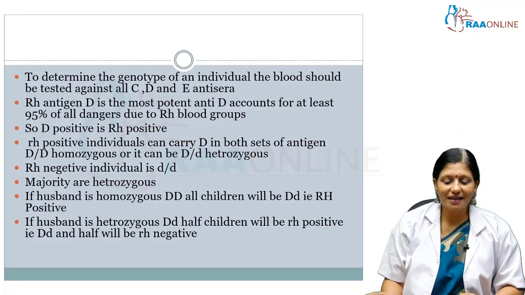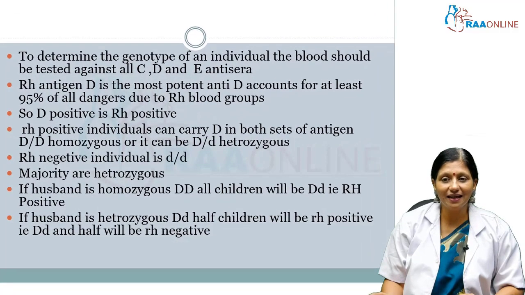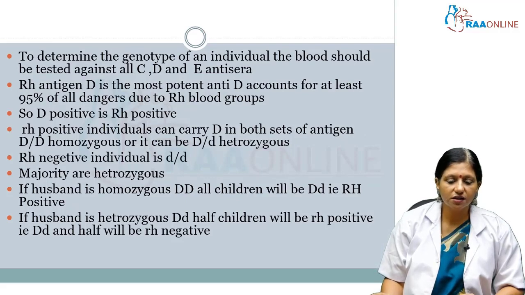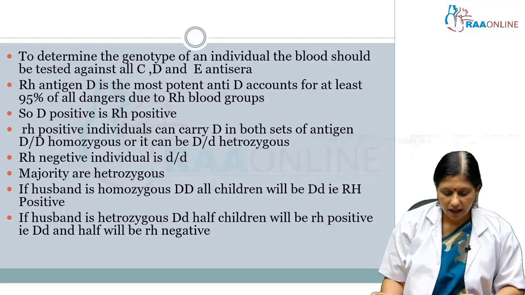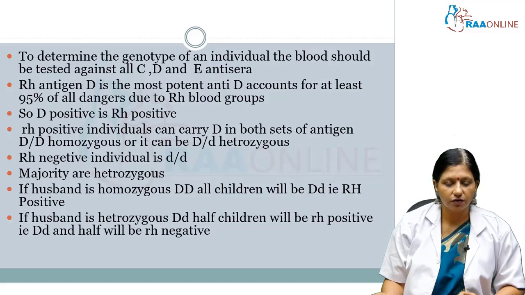So Rh antigen D is the most potent, and anti-D accounts for at least 95% of all dangers due to Rh blood groups. So D positive is taken as Rh positive. An Rh positive individual can carry D in both sets of antigen. When it is capital D on both sides, the person is homozygous. When it is capital D on one side and small d on the other, it is called heterozygous. An Rh negative individual is always small d by small d. So most of us are heterozygous, and it is an autosomal dominant trait.